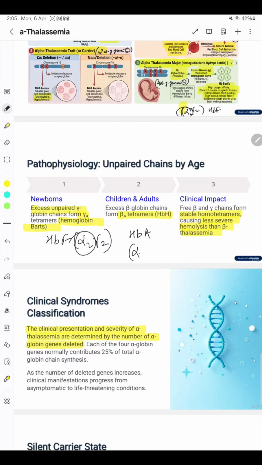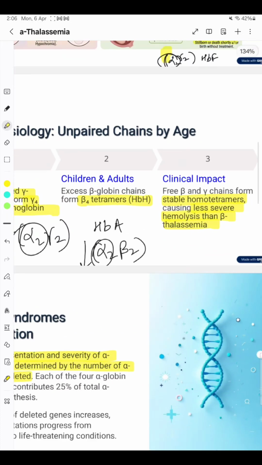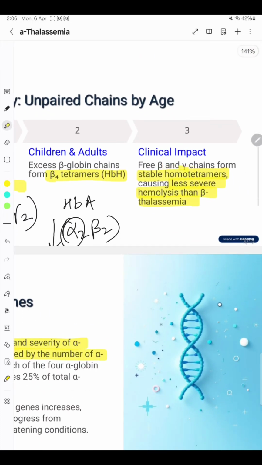which is composed of alpha 2 and beta 2 chains. If alpha is decreased, then there is excess of beta, and beta 4 tetramers are seen, which is seen in HbH disease. These free beta and gamma chains form stable tetramers, causing less severe hemolysis than beta thalassemia.